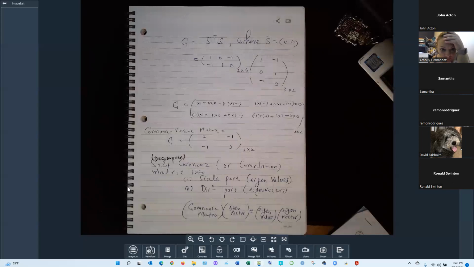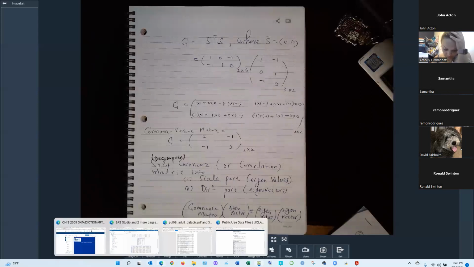We decompose this one. We split this one into 2 parts. This covariance matrix will be decomposed into 2 parts. One part, the scale part, is called the eigenvalue. The direction part is called the eigenvectors. That's what you're going to see when you print out eigenvalues. Eigenvalue is nothing but the scale part of the covariance matrix of your original data.